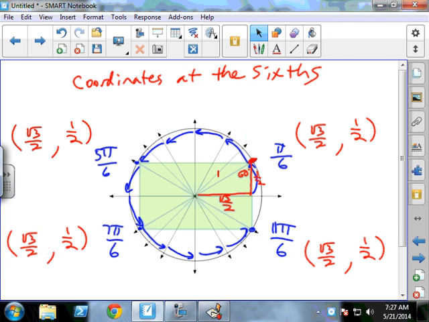Okay. So remember your quadrants. Quadrant 2, the x is negative. Quadrant 3, x and y are both negative. Quadrant 4, just the y is negative. And there you go. There you have it. That's all the coordinates of the unit circle. There they are.